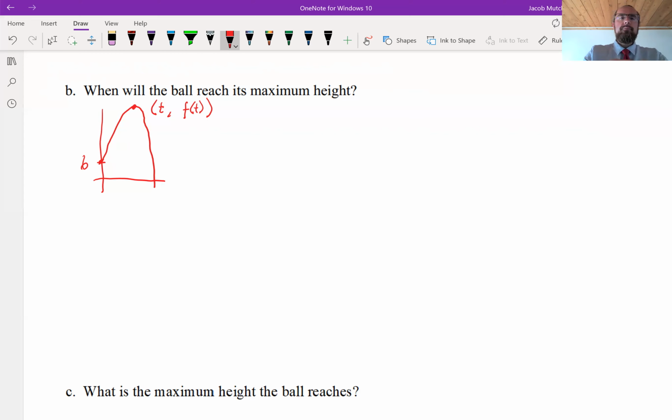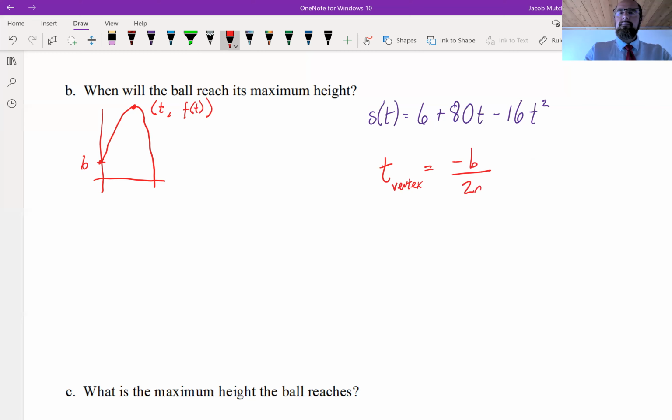So let's bring our function back. So just again, s of t equals 6 plus 80t minus 16t squared. So recall from Algebra 2 and Algebra 1, to find the x value of the vertex of a quadratic, t of the vertex is given by this formula: negative b divided by 2a.